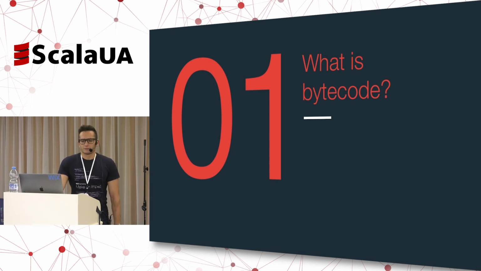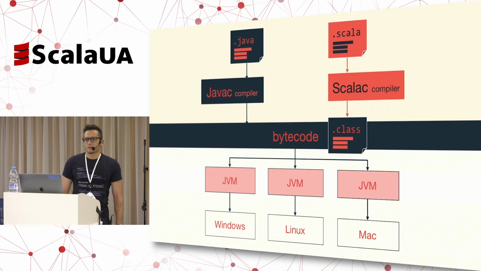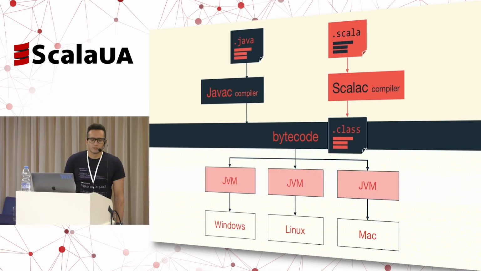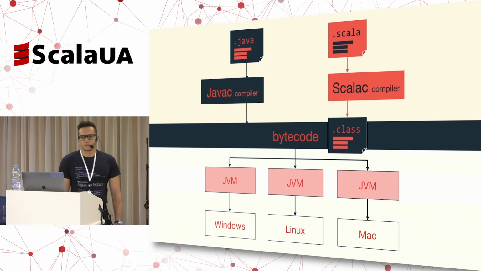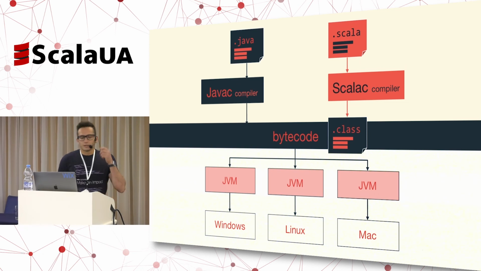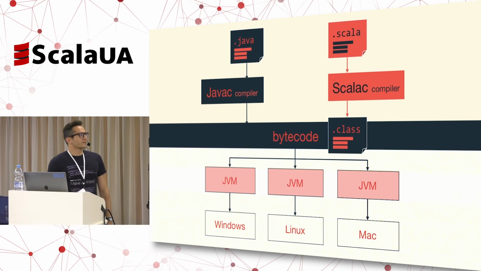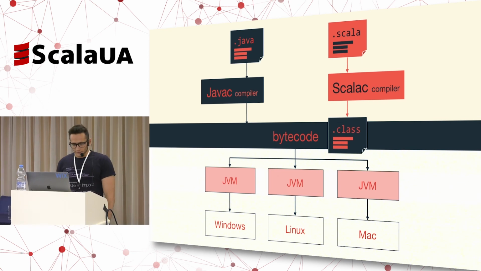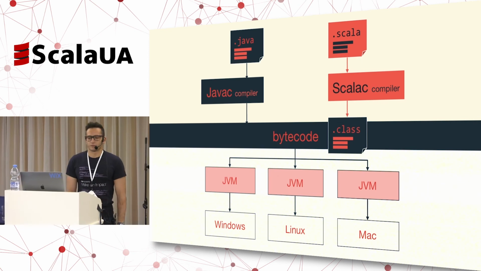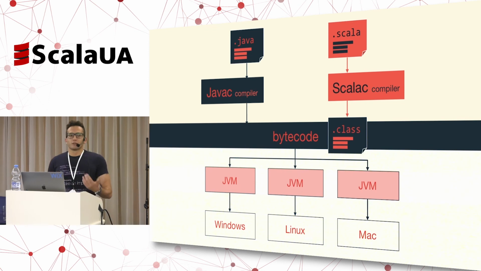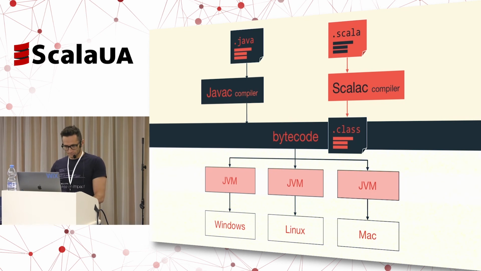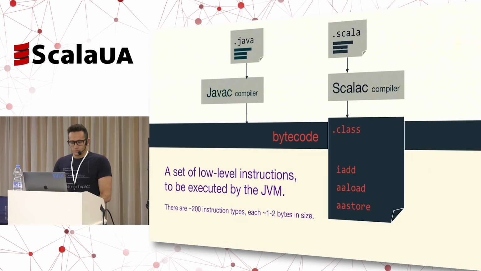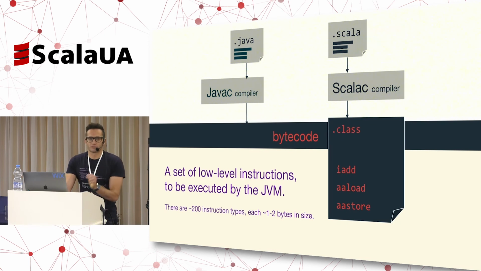What is bytecode, and is there such a thing as Scala bytecode? Well, actually, there is no such thing as Scala bytecode. There is only bytecode. Just the same way as the Java compiler produces class files from Java source code, the Scala compiler, scalac, produces class files from Scala source code. At the end, it's all about classes for the JVM. The JVM itself is agnostic to the language that produces the class files.